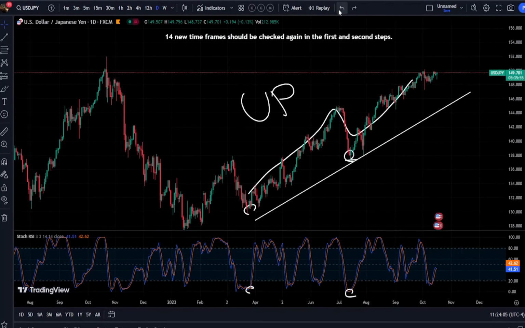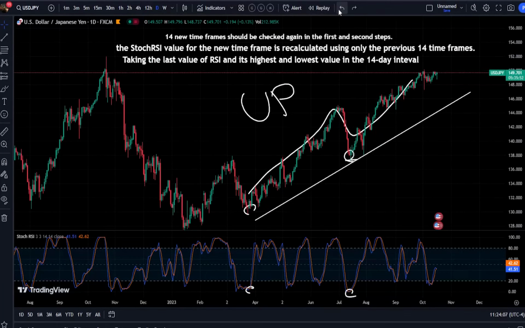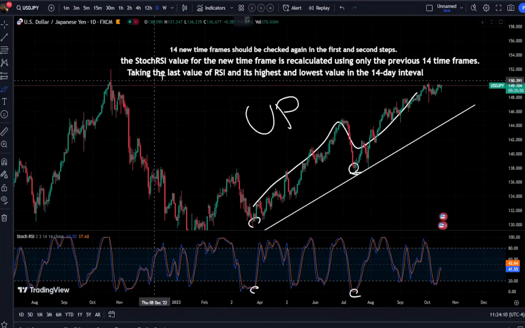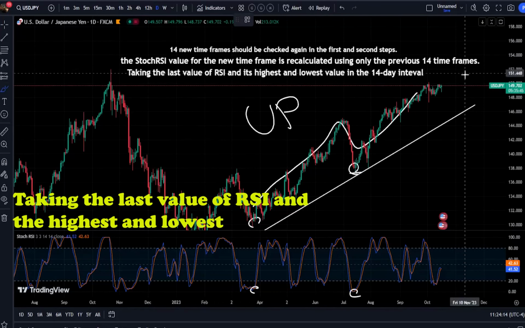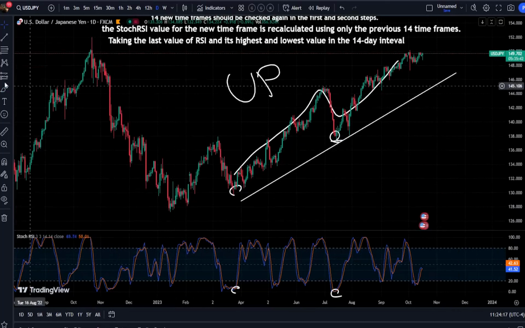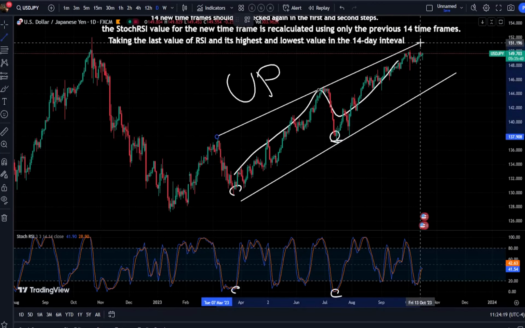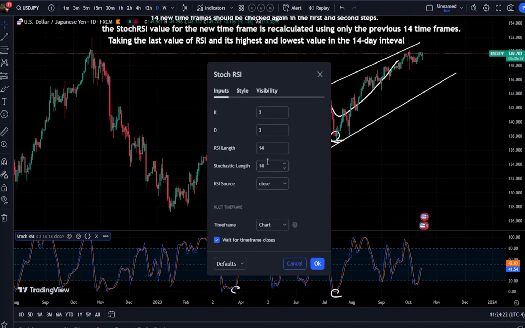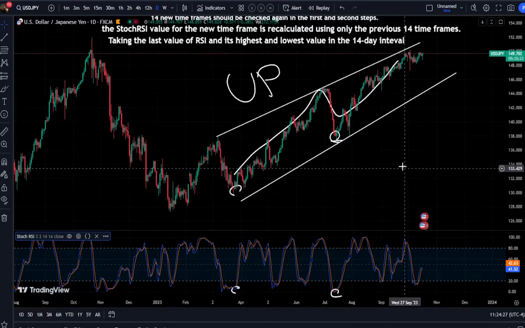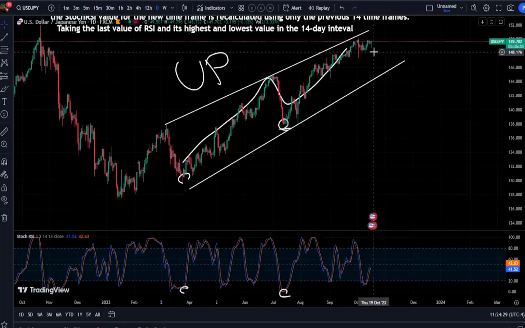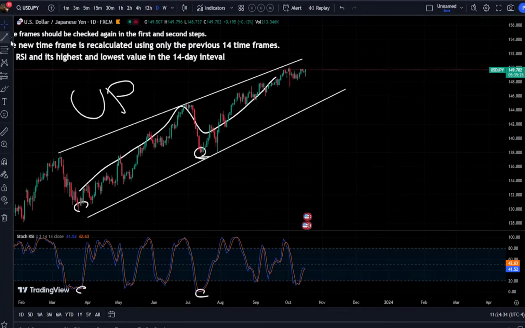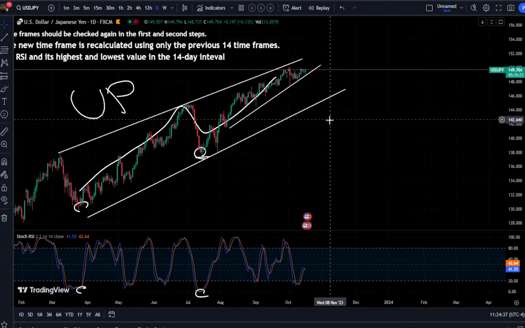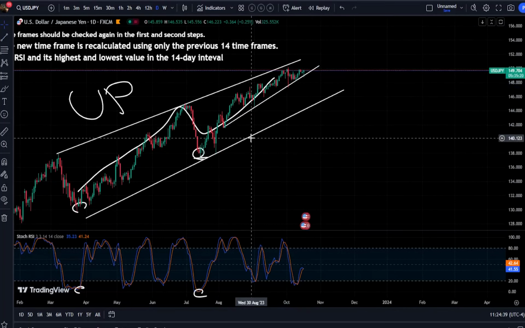1. Calculation of the RSI indicator for 14 intervals or other values. 2. Taking the last value of RSI and its highest and lowest value in the 14-day interval. 3. With the addition of a new time frame, the 14 time frames should be checked again in the first and second steps. 4. At the end of each time frame, the stochastic RSI value for the new time frame is recalculated using only the previous 14 time frames.